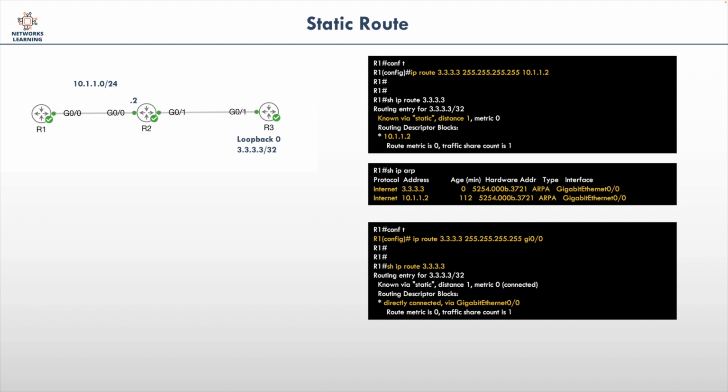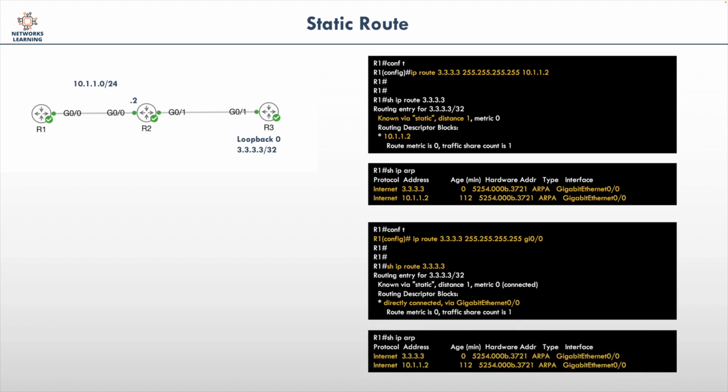Instead of using a next hop IP address, I'm simply using an outbound interface. And in this case it is R1 gigabit 0/0. So any packets essentially that are destined for 3.3.3.3 will be forwarded out of gigabit 0/0. This is also confirmed when I do my show ip route on 3.3.3.3. I can see that the next hop is directly connected via gigabit 0/0. I no longer see the 10.1.1.2. And I can see no issues with the ARP entries either.